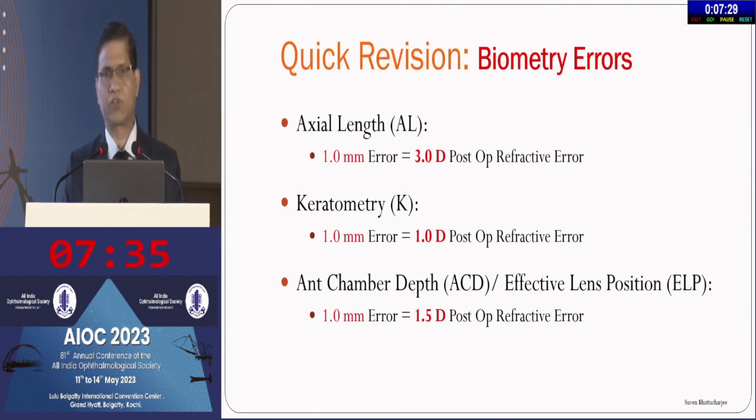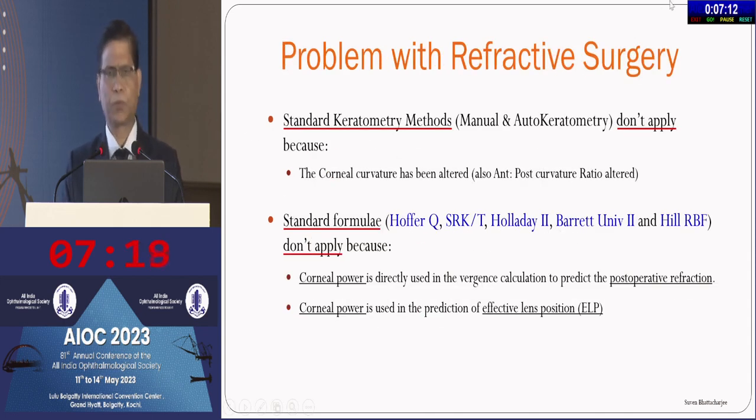So a quick revision of biometry errors. Axial length, if you go off by 1 millimeter, you have a 3 diopter post-op refractive error. Keratometry, if you go off by 1 millimeter, it's a 1 diopter equivalent. And anterior chamber depth, if you're off by 1 millimeter, it's a 1.5 diopter error. Now, the problem with refractive surgery is standard keratometry methods do not apply and standard formulae also do not apply. Simply because the parameters have been changed.